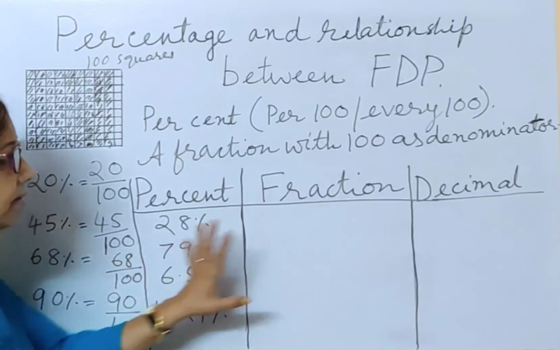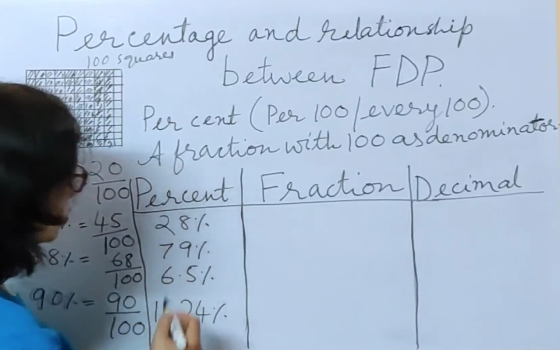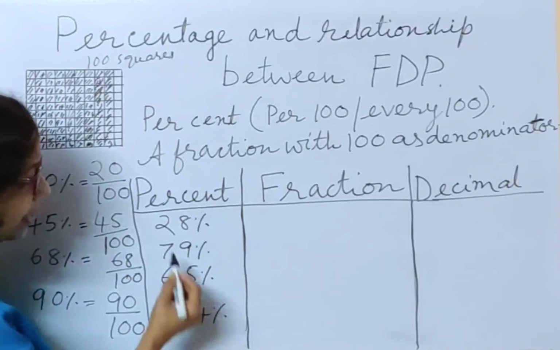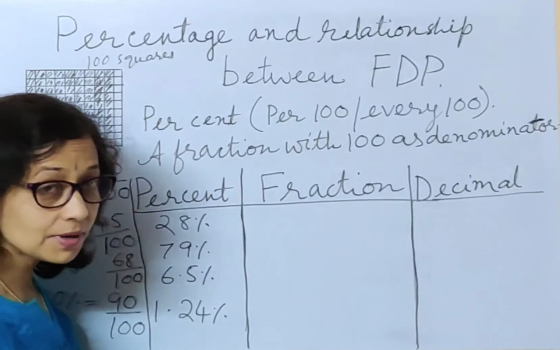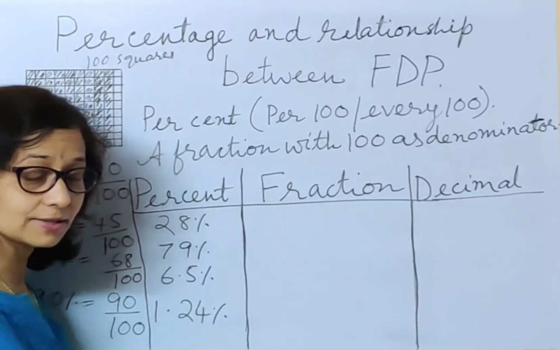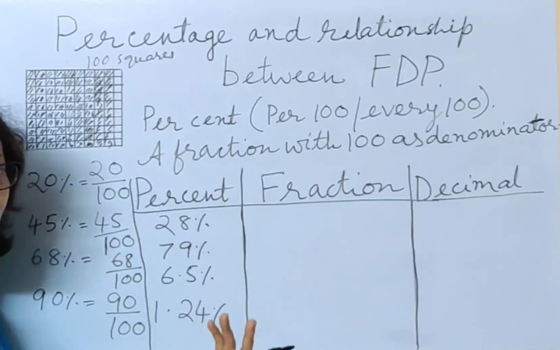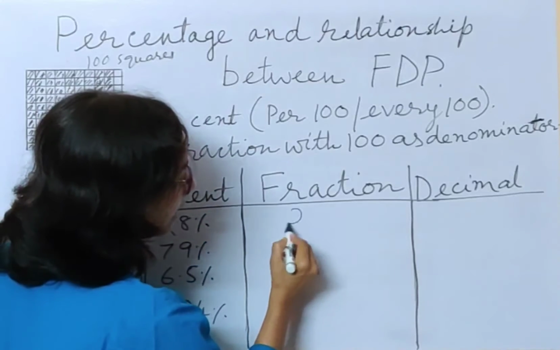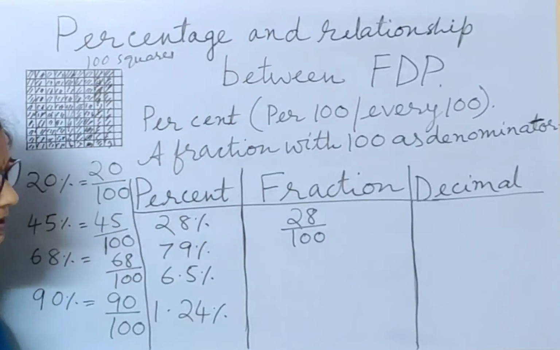Okay. Now here you can see I have taken a table. In this table I have written percent, fraction and decimal. These are the percent numbers. So I have taken 28%. Now you know very well. Now you tell me, what should I write as a fraction? Yes, you are right. As I have written for 20%, in a similar way we can write 28%, that is 28 by 100.